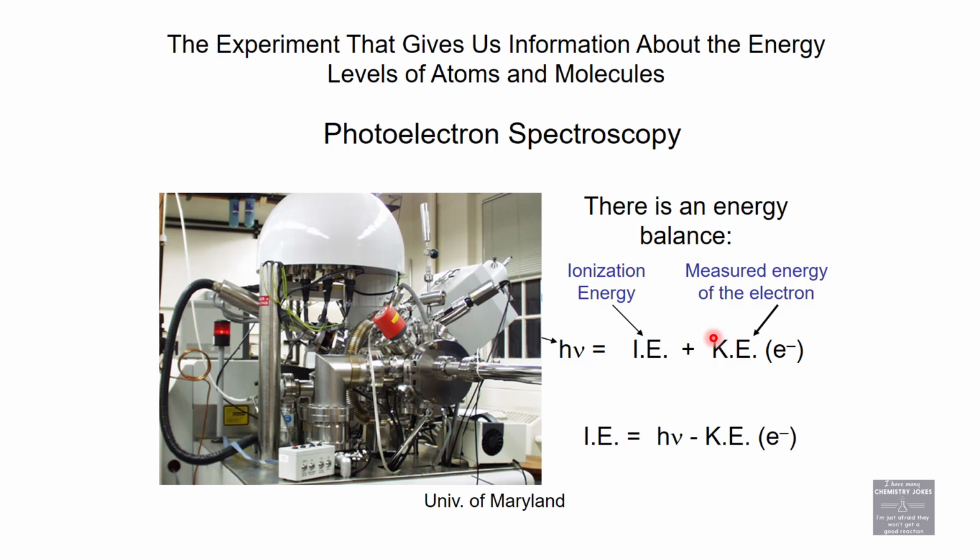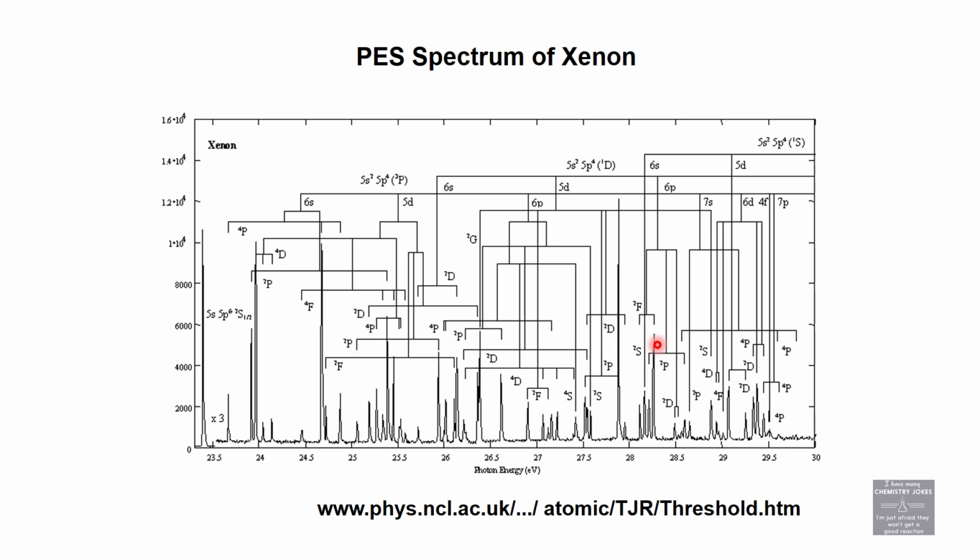Okay, here's our photoelectron spectroscopy instrument. Doesn't it look fancy and giant? Yeah. Remember, we know how much energy we're putting in with a photon. We know the measured kinetic energy. We can determine the ionization energy that was required to rip out that electron.